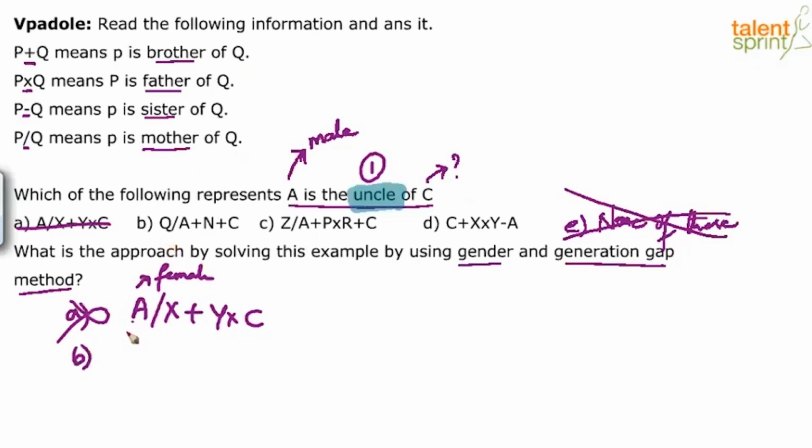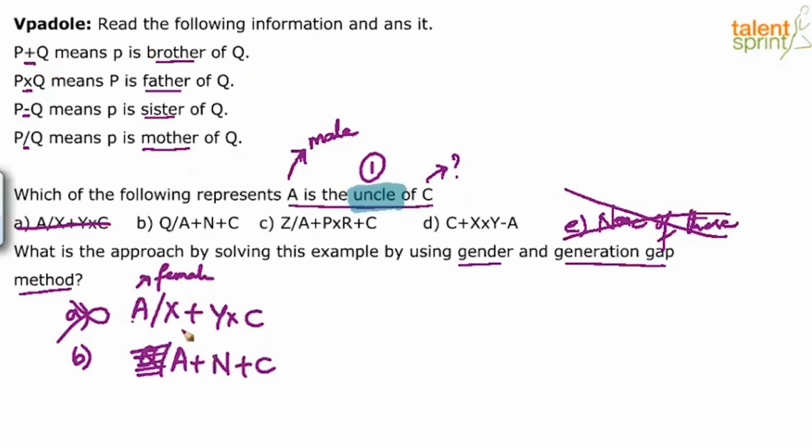Look at option B. Q by A plus N plus C. Now here we actually don't have to worry about Q by A because that is not needed, right? We are trying to connect A with C. So Q is out of that, right? A with C can be directly connected. We don't even have to worry about Q. So look at the relationship between A to C. A plus N plus C. What is plus? Plus means brother. A plus N means A is the brother of N.